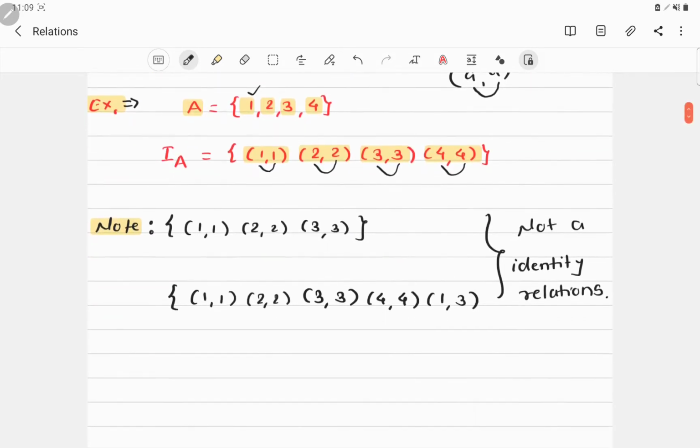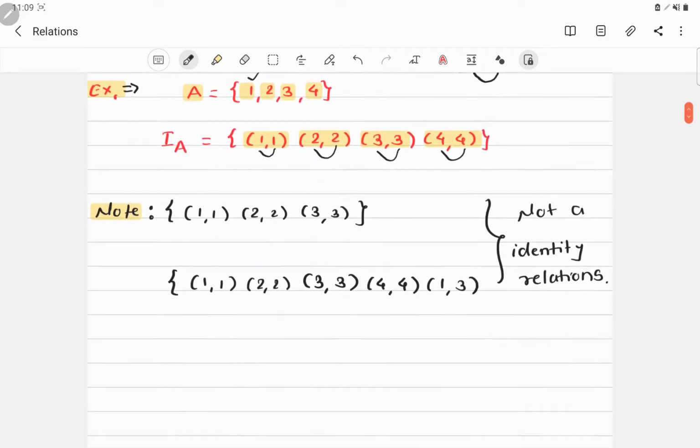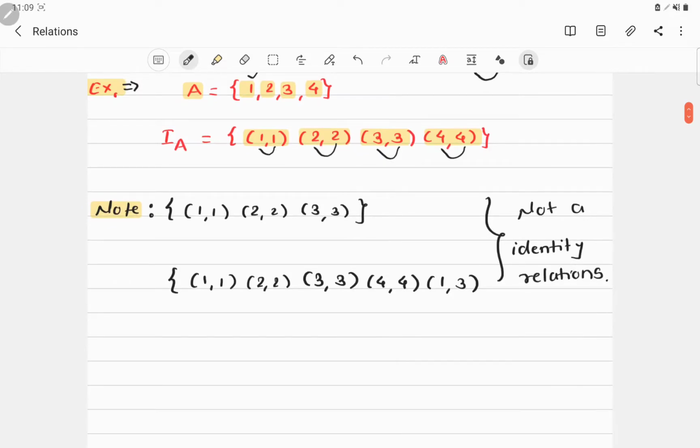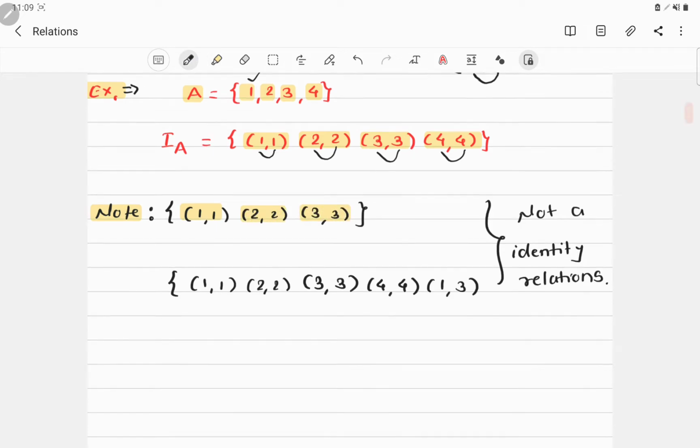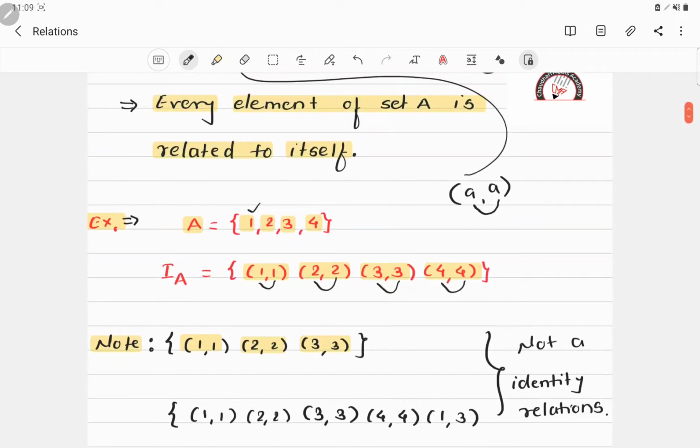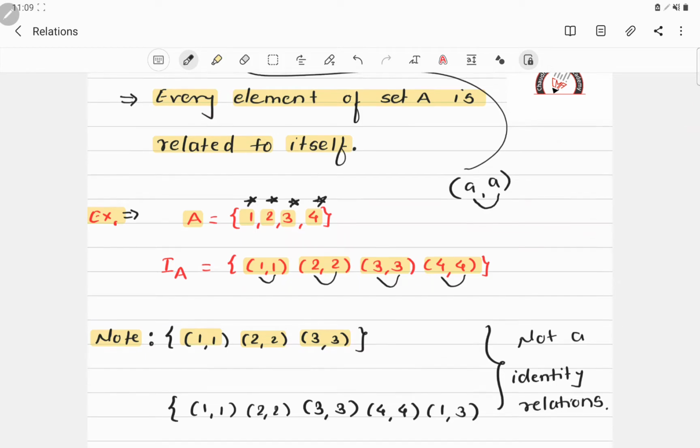So friends, this kind of relation is called identity relation for all the elements which belong to set A. Okay, now one important confusion that you have to avoid in the examination is that (1, 1), (2, 2), (3, 3) is not an identity relation. Let me explain the reason behind it. There are a total of 4 elements present in set A. Please observe 1, 2, 3, 4, all these 4 elements.